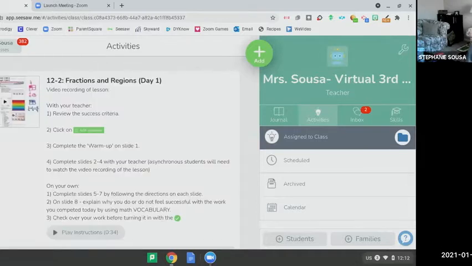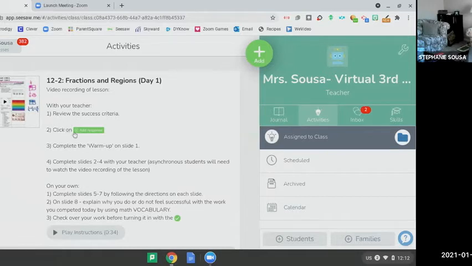All right, kiddos, in activities, you are with me. Go ahead and go to your activities and look for the one up top titled 12-2 Fractions and Regions, Day 1. We're going to take a look at fractions and regions. Regions is a fancy name for some space, okay? It says review the success criteria done.